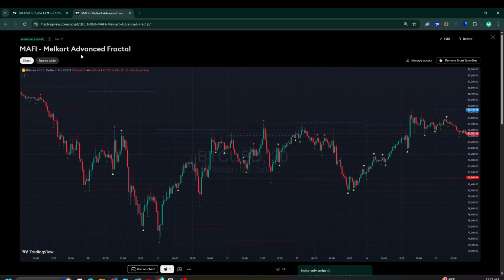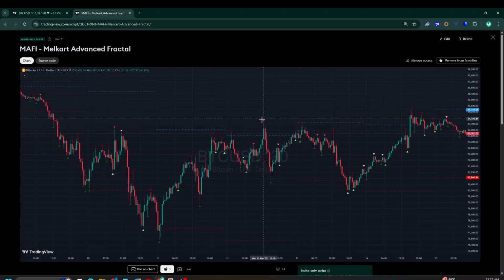Before we dive into the indicator, let's first identify what a fractal is. It's based on the Williams fractal. We made some changes to it, or added to it, which we'll go through. But what is a fractal? Let's take this as an example.